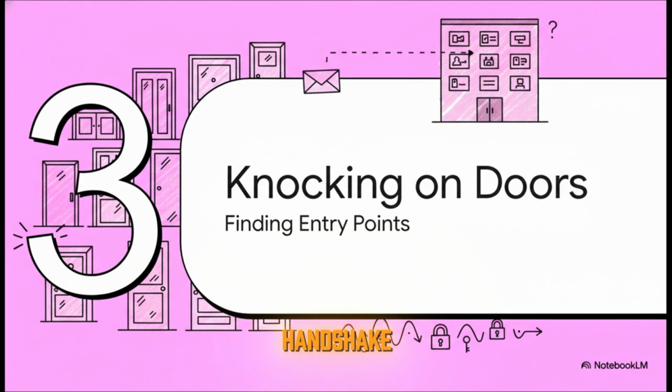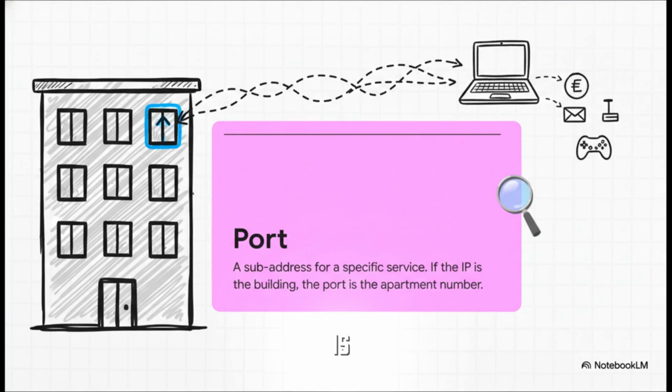So our data packet has used the IP address to find the right building, it's used TCP to have a polite handshake, but which apartment is it supposed to go to? How does it find the right program on that computer? And the answer is ports. The book's analogy here is just spot on. If the IP address is the street address of the building, then the port is the specific apartment number. It guides the data to the correct service, whether that's your web browser, your email app, or your online game.